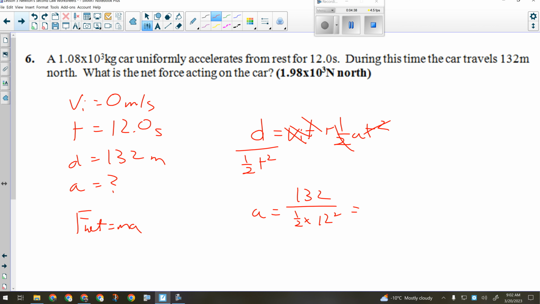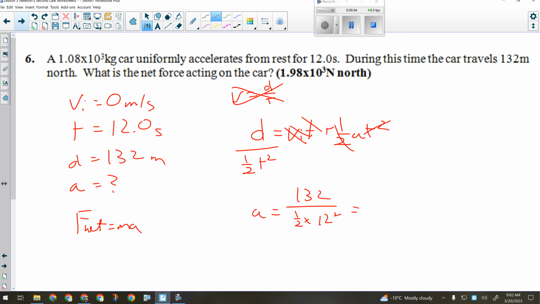Just so you know, that formula here is pretty much out for this unit. We are almost never going to be able to use that formula for anything unless the question specifically says the object is traveling at a constant velocity. Well, if it says that, what's the net force anyway?